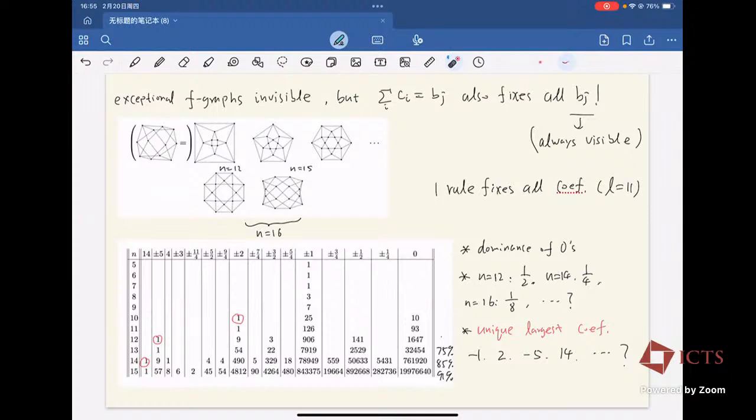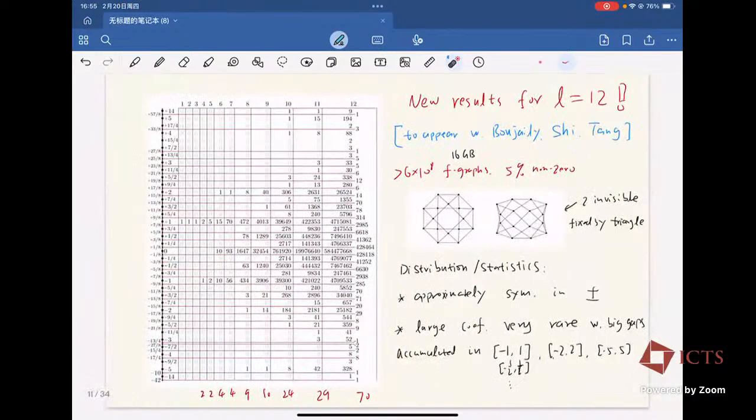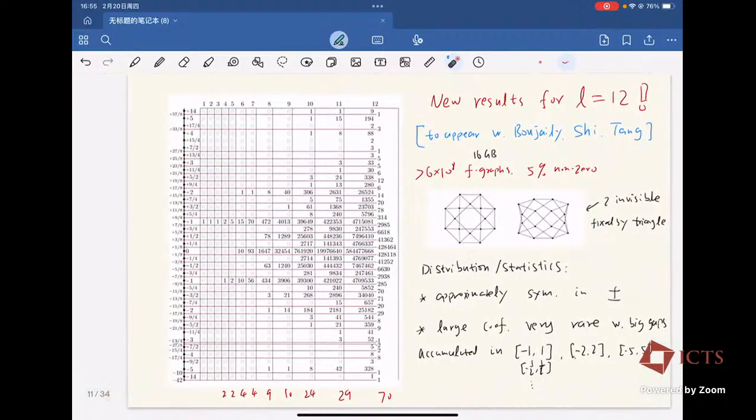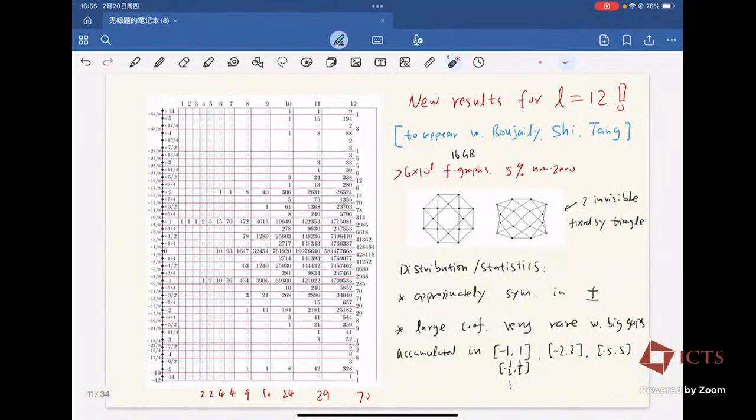And there's a single unique largest coefficient, like -1, 2, -5, and 14, at each even points. And there's also the smallest unit: at 12 points you start to see a half, at 14 points you start to see a quarter. And very recently, just last month, we managed to do it for 12 loops. So the highest record now is 16 points, together with Jake and Tanxin and Yichao.